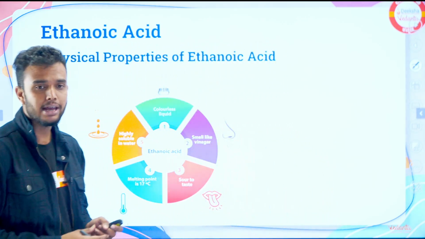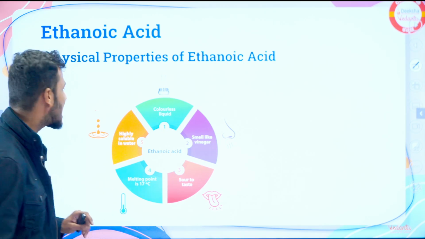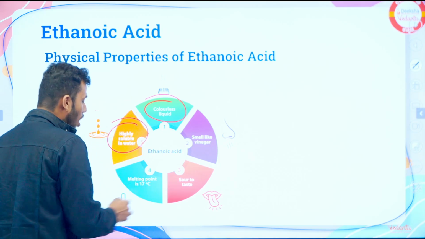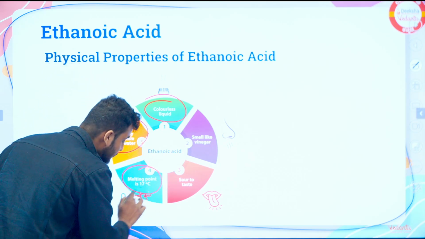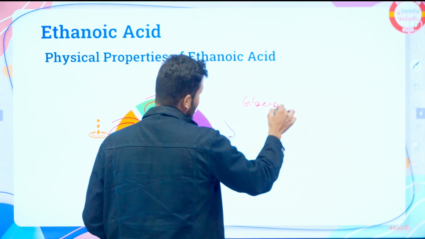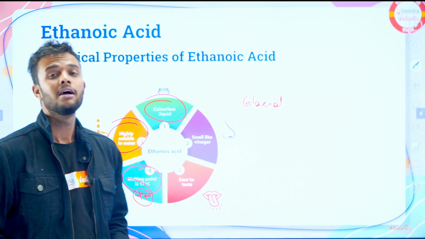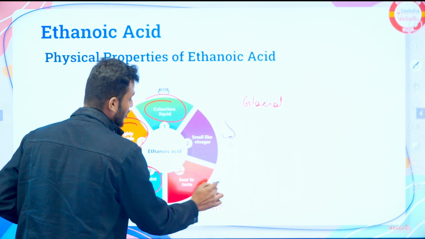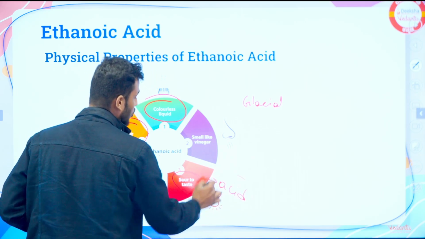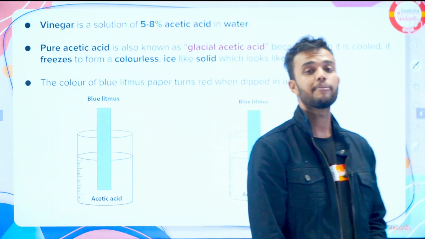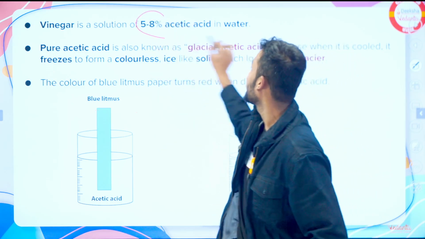Next, move on to ethanoic acid. Physical properties are similar to alcohol, but it is a colorless liquid, highly soluble in water. Its melting point is very low, that's why we call this glacial acetic acid. Why glacial? If you open the acetic acid bottle, it freezes. Why? Because its melting point is very low. It is sour to taste, because it's an acid, right? It smells like vinegar, and it is also contained in vinegar. Some important terminology: vinegar is 5 to 8% acetic acid in water.